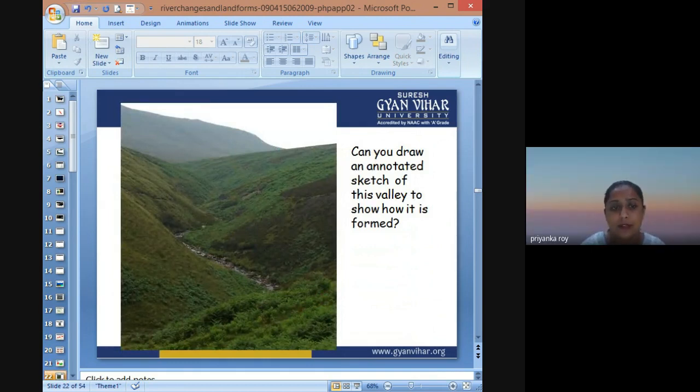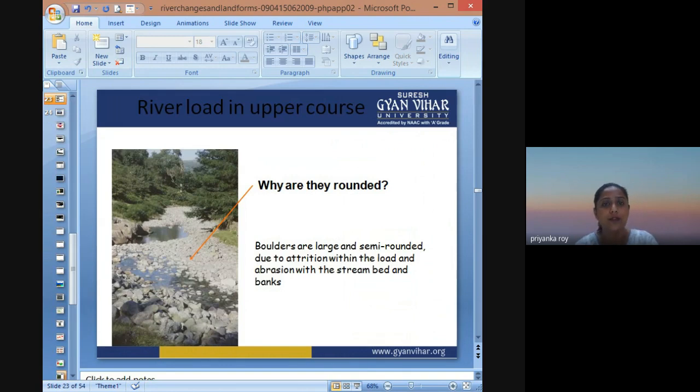Right now, this is showing the river load in the upper courses, where you will come across boulders or stones that are rounded. The boulders and large, semi-rounded stones are due to attrition within the water load and abrasion with the stream bed and river banks.